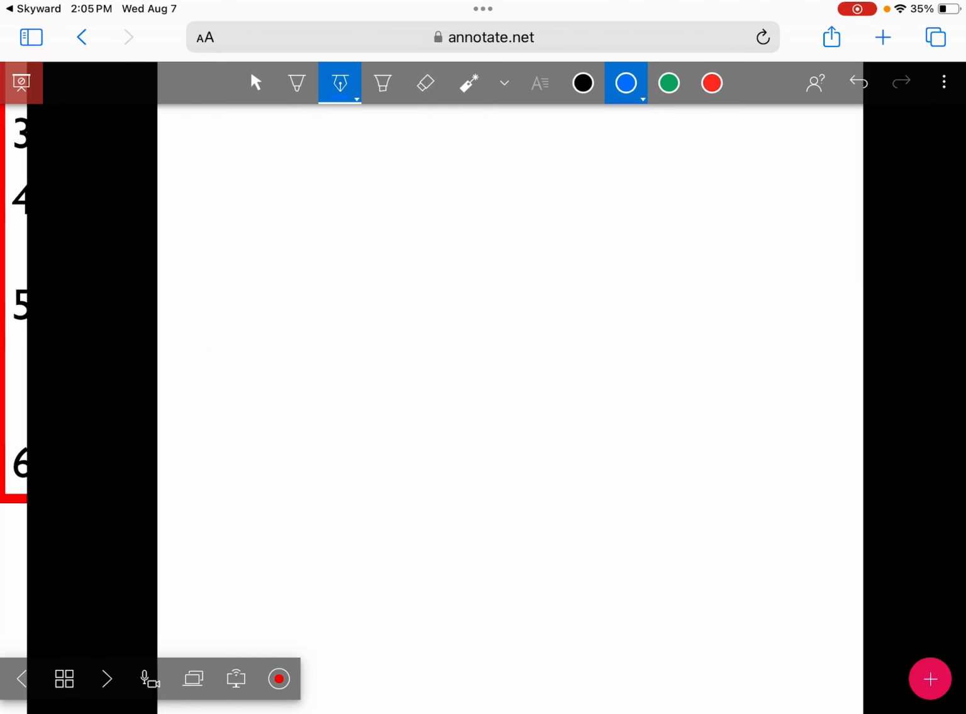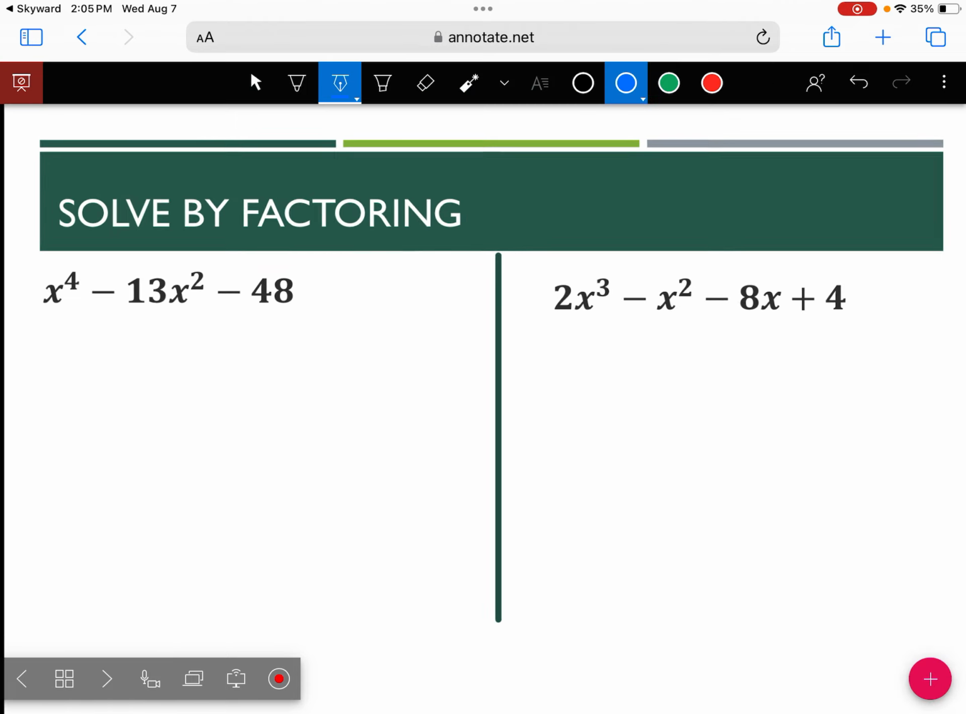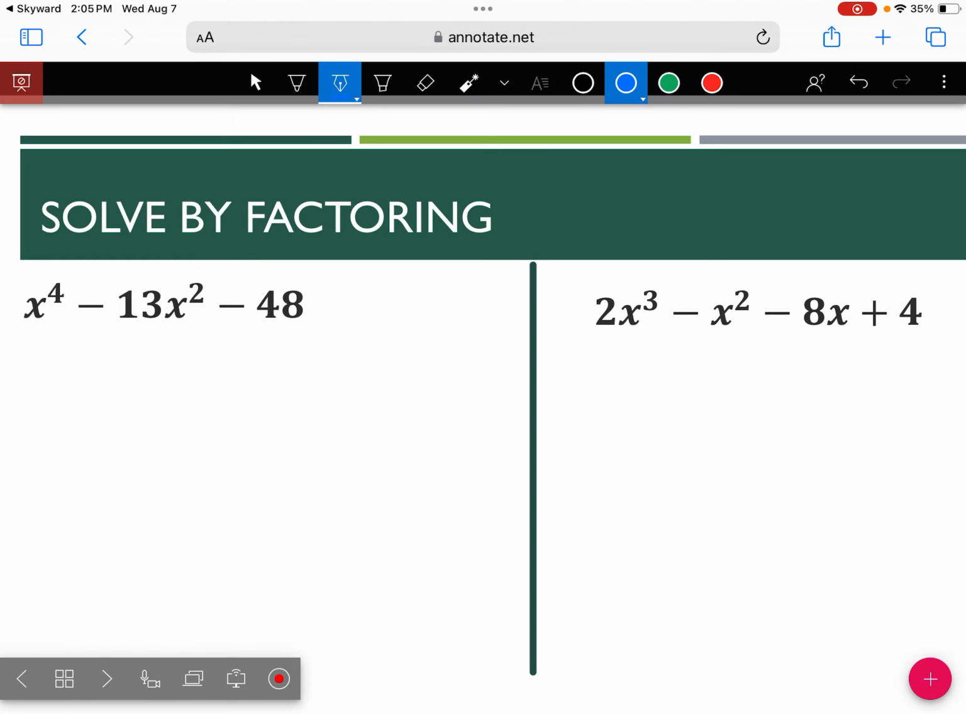All right, so last 2 questions. Go ahead, copy these 2 down. I just want to remind you how to factor, because we haven't factored in a while. You have a skills check. It's on the side of my desk. We have a skills check on Friday, so I don't want you to forget what we covered before.